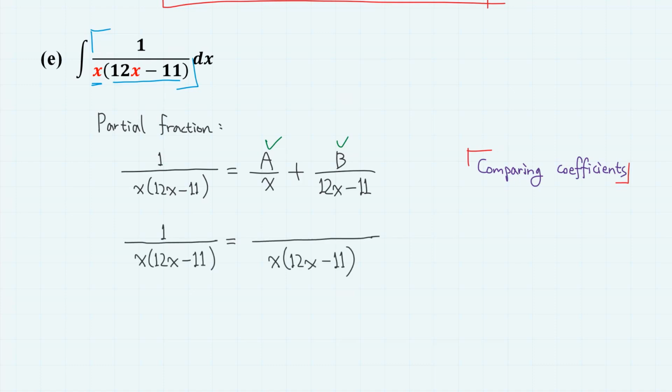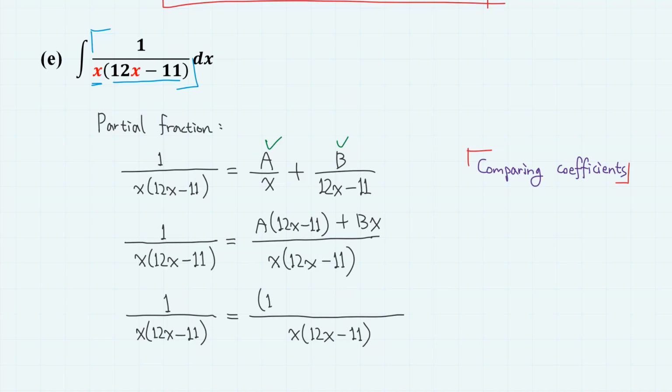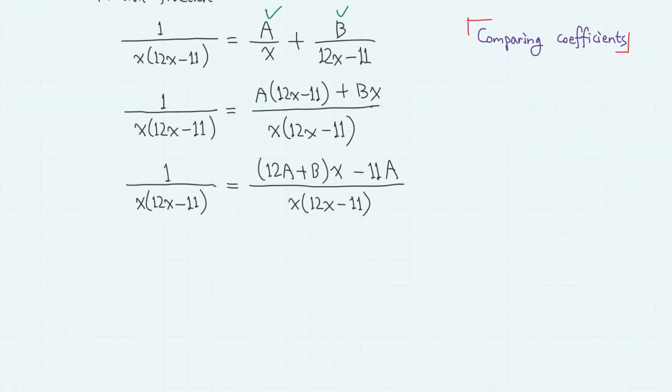So if we reduce to the common denominator x times (12x minus 11), we have a times (12x minus 11) plus b times x. So we have (12a plus b) times x minus 11a. Comparing coefficients, we obtain 12a plus b equals 0 and minus 11a equals 1. This is quite an easy system of linear equations which you can easily solve. Then we obtain a equals negative 1 over 11 and b equals 12 over 11.